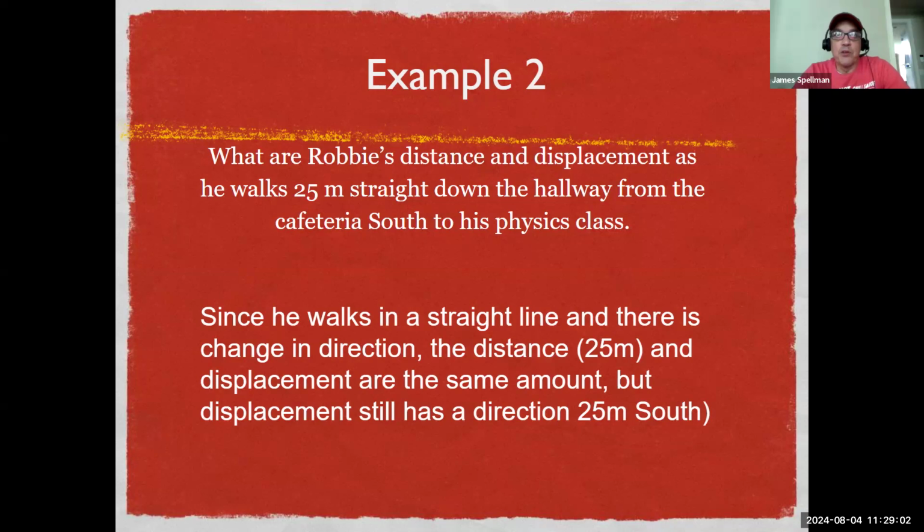Well, because the beginning point and the end point are basically in a straight line and he didn't change direction, the distance and the displacement are going to be the same amount. So he walked 25 meters straight, the distance is 25 meters. The displacement is also going to be 25 meters, but we want to add a direction to it. In this case, the direction was given to us as south. So the displacement is almost the same as the distance, but we include the direction to make it a vector. It's going to be 25 meters south.